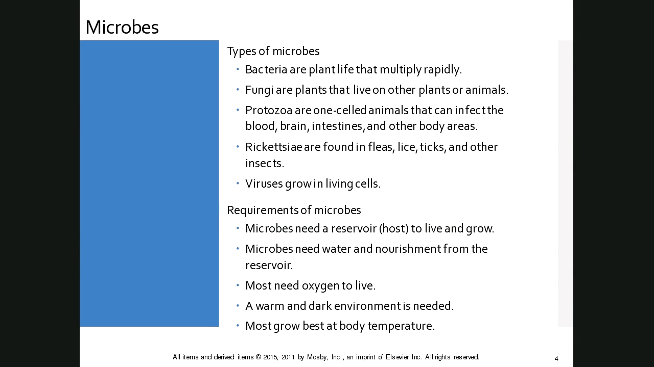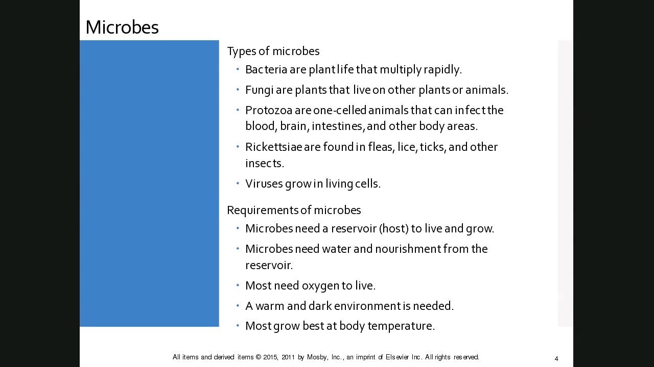So there are types of microbes. Bacteria are plant life that multiply rapidly. Fungi are plants that live on other plants or animals. Protozoa are one-cell animals that can infect the blood, brain, intestines, and other body areas. And rickettsiae are found in fleas, lice, ticks, and other insects. And then there are viruses, and they grow in living cells. So you've got five different types of microbes that can be found in our wonderful environment and that can cause us a lot of problems.